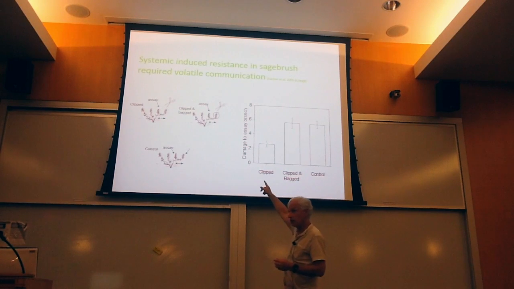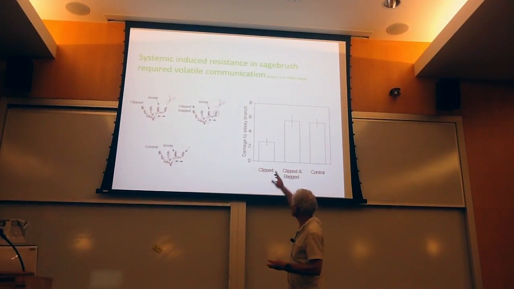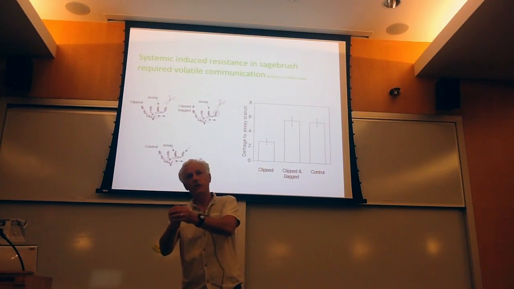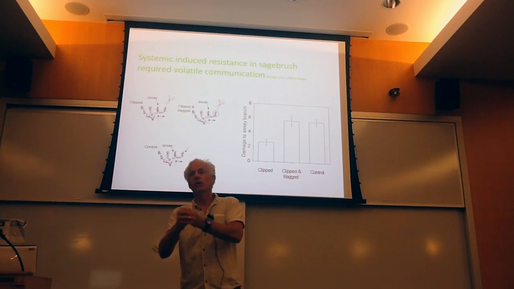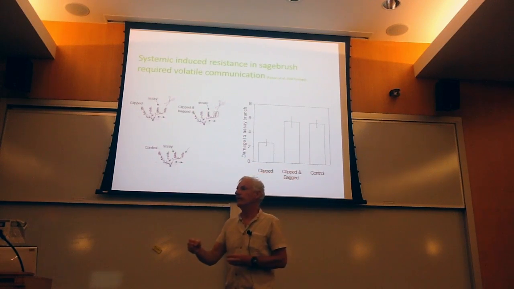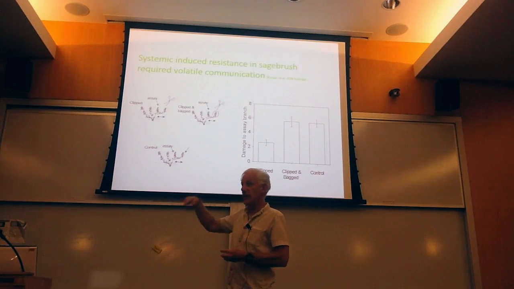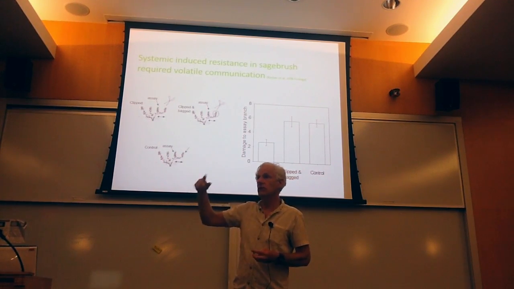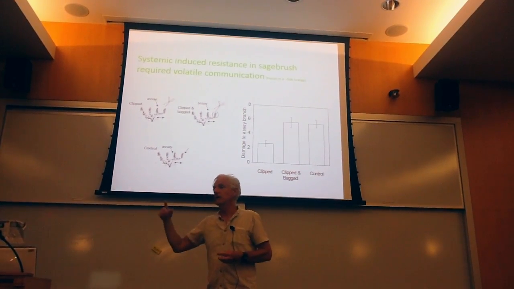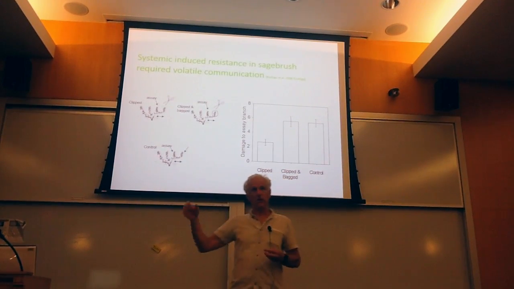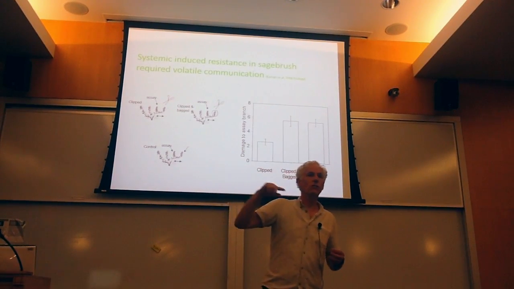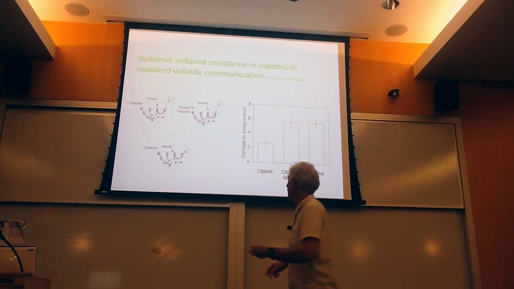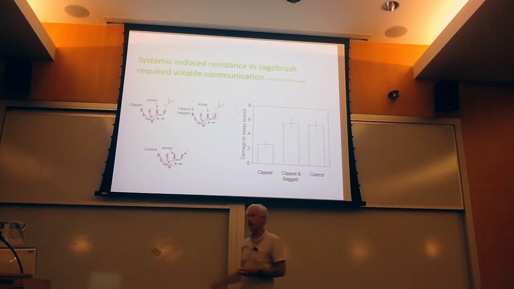In my second treatment, in the upper right, it's the clipped and bag treatment. So after I do the clipping, I enclose the clipped branch in a plastic bag. So here, there's the opportunity for vascular communication, because again, the branches are connected, so cues and signals can move through the vascular system, but the opportunity for volatile communication through the air is greatly reduced because I've bagged the branch. And then I've got my control where I don't do anything.